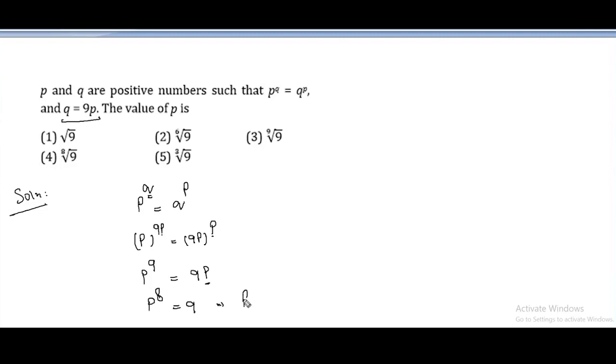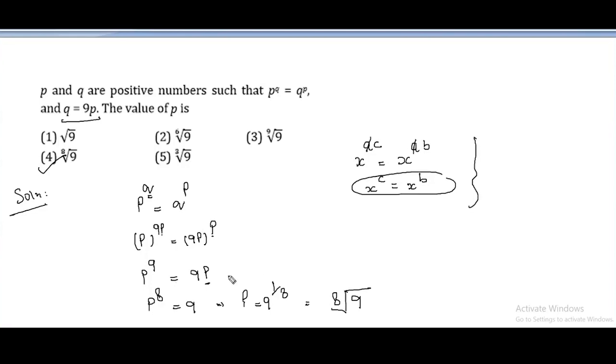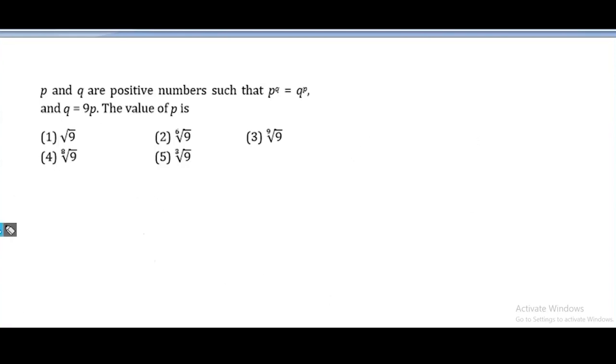P raised to power 8 is 9. What is the value of p? The value of p is 9 raised to power 1 by 8, or you can write it as the 8th root of 9. So the answer is option 4. And you can remember this rule: if x raised to power a is x raised to power b, then we can cancel out the common part from both the sides. We have used the same property in this question. Look at the next question.